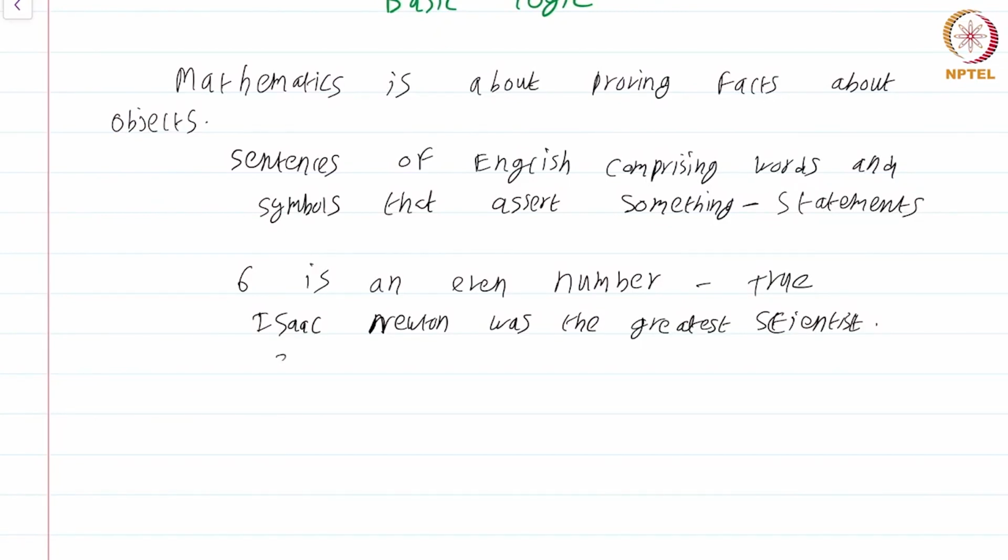But this is a false statement. 3 is the first prime number. This is a false statement. This is false. To determine the truth or falsity of a statement, we need to first develop a language for defining the objects, then develop a language for manipulating these objects and proving stuff.